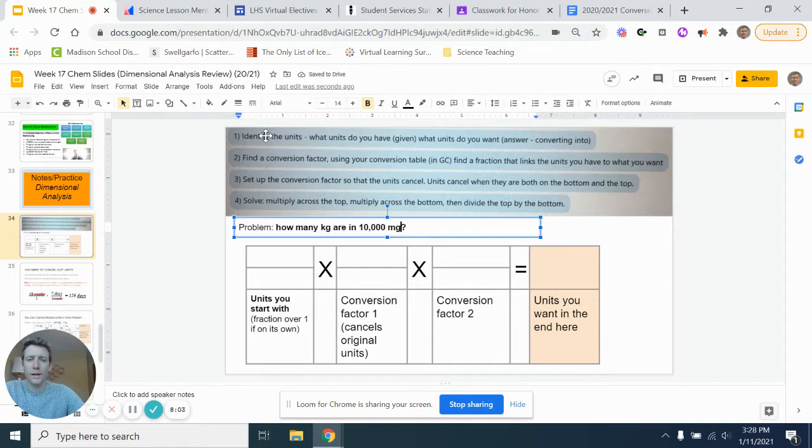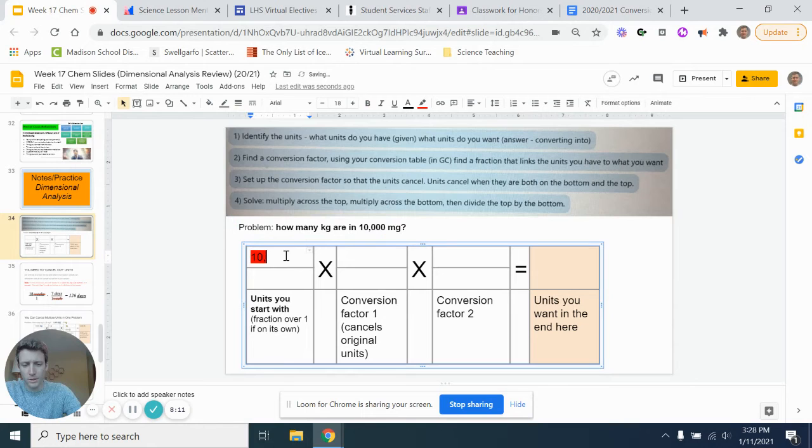All right. Step 1. Identify the units. What do I have? What do I want? I can see I have 10,000 milligrams. I'll just keep that red. I'm going to try and cancel that out. I'll put the unit that I'm canceling it with in red. I want to get to kilograms eventually. I've got what I have, what's given, and what I want, the answer.